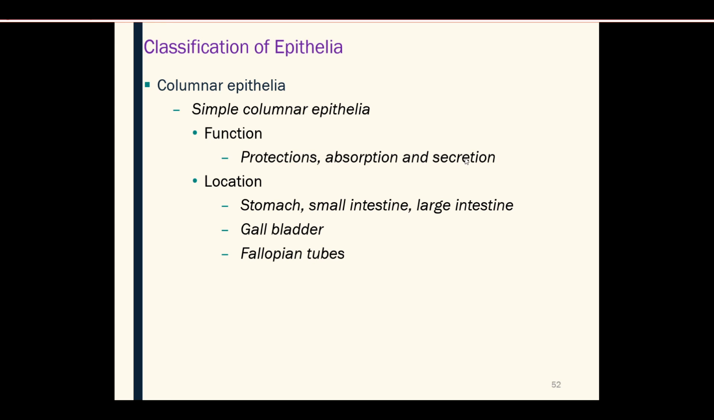This cell is one of the main cells of the digestive system. We see these cells lining the inside of the stomach, small intestine, large intestine. So in A&P 2, when you study the digestive system, this is where you're going to see these cells predominantly. We also see that in the gallbladder, and then in the female, the fallopian tubes, or the uterine tubes, are also lined by simple columnar epithelium.